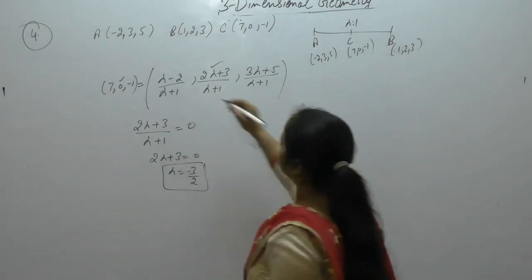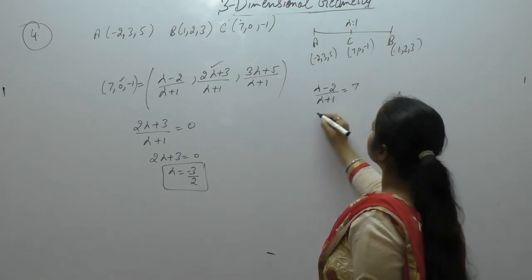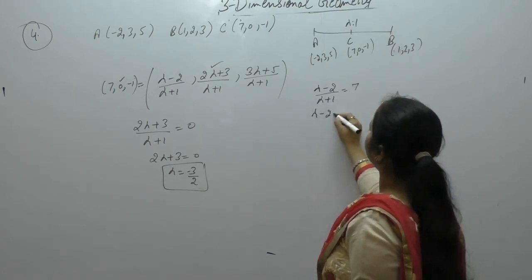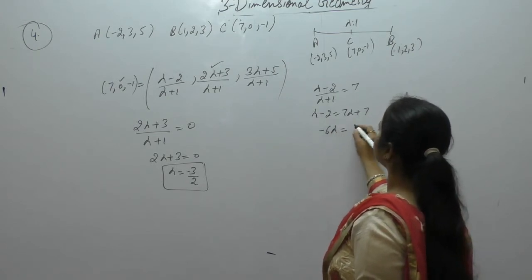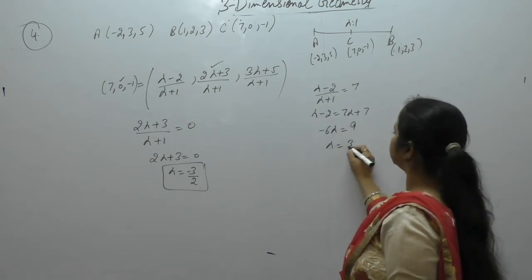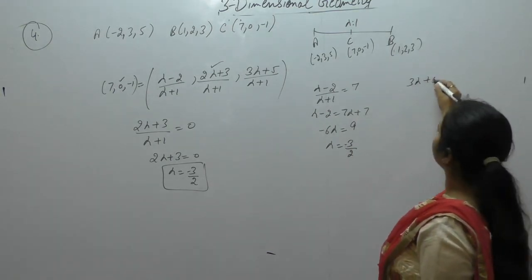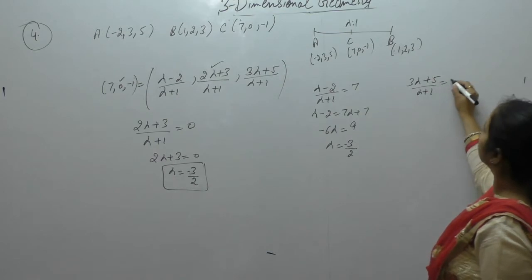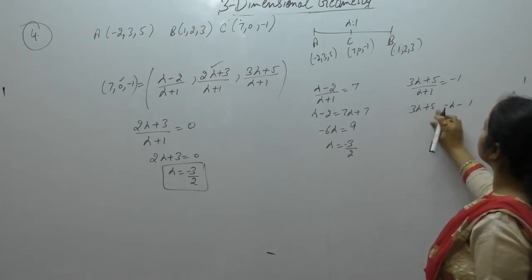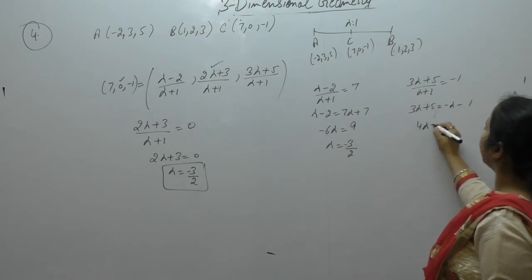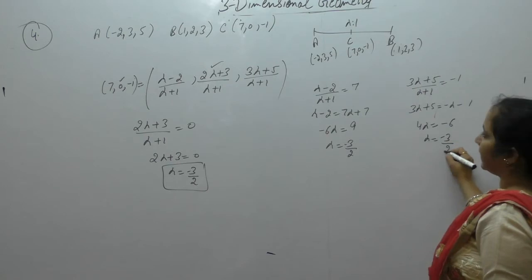Now if we equate the x coordinate to 7: lambda - 2 = 7 lambda + 7, minus 6 lambda, 7 + 2 is 9, so lambda is -3/2. Equating the z coordinate, -1: 3 lambda + 5 = -lambda - 1, 4 lambda = -1 - 5 = -6, so lambda is -3/2.